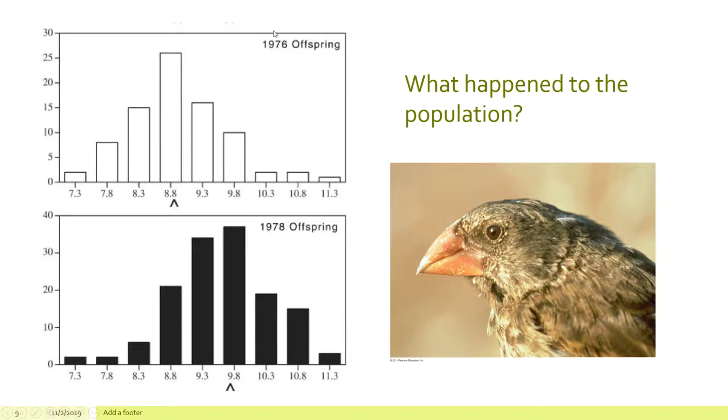So before the drought, they saw an average. This is showing how many birds there were that had this certain size of beak. And you can see that the average size was about 8.8 millimeters, I think is what they're measuring in, or centimeters. Definitely not centimeters, so it'd be millimeters. Anyways, they saw that 8.8 was the average there. But then after the huge drought that occurred, they saw a huge shift to larger beaks, so about 9.8.